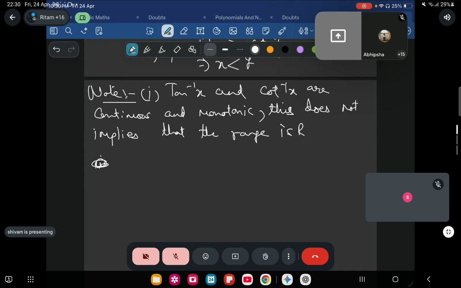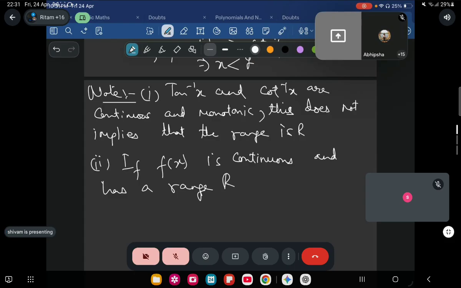Next, number 2. If f of x is continuous and has a range R, it does not imply it is monotonic.